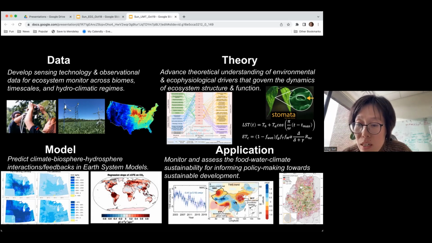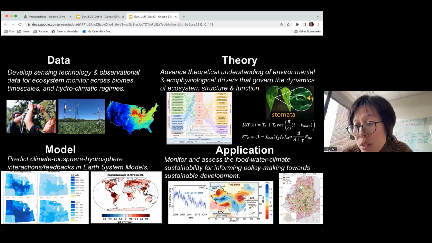the drivers underlying, for example, this one is one study I'm going to talk about in detail today: what are the drivers underlying the secular freshwater depletion in northwestern China. And this would have very important implications for policy making.